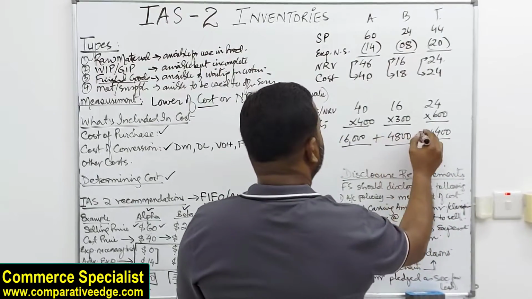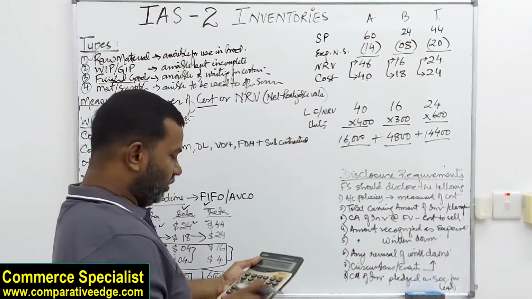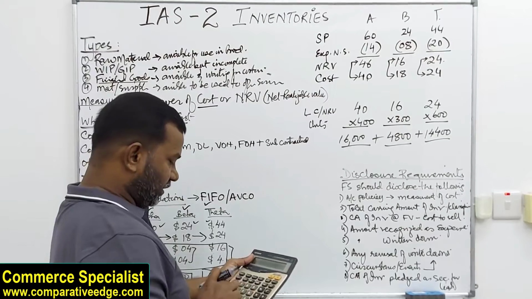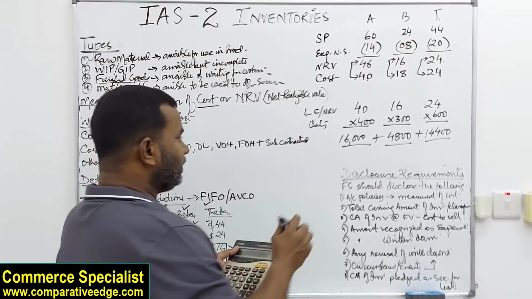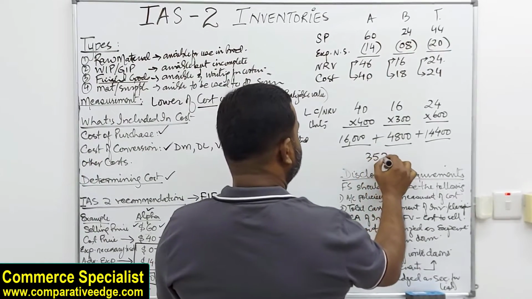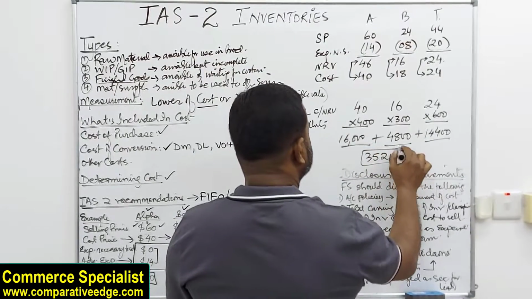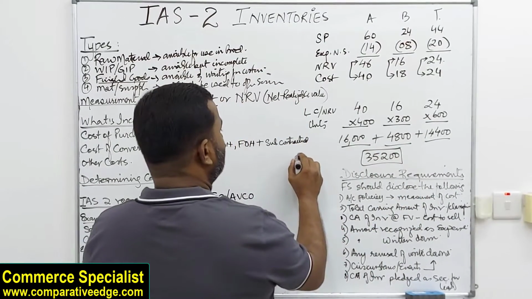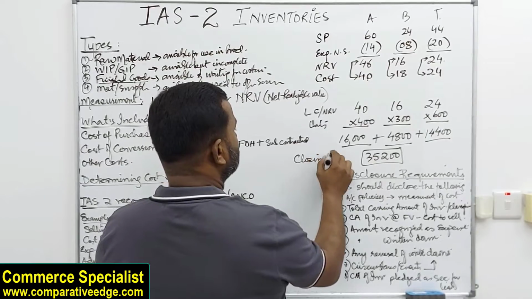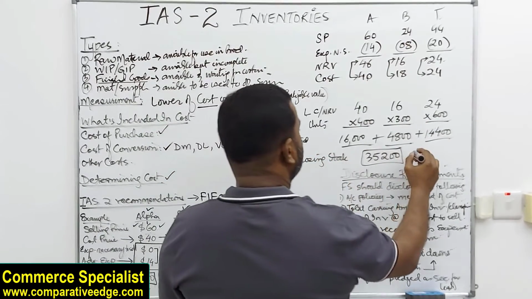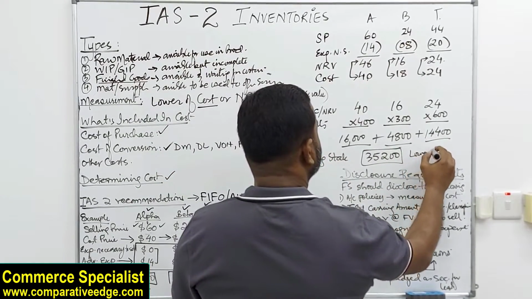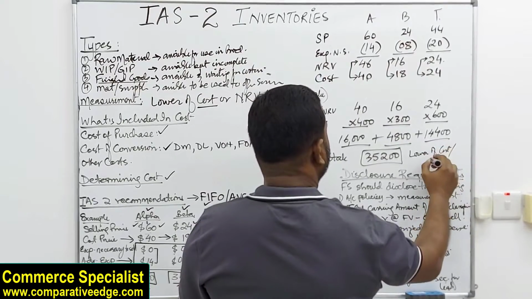In the end, you add all these three: 14,400 plus 4,800 plus 16,000. This gives you the value of your ending inventory at lower of cost or NRV. This is your value of closing stock. And it is at what? It is at lower of cost or NRV.